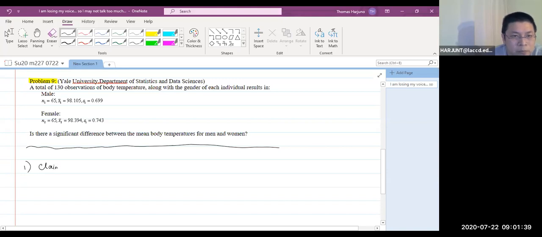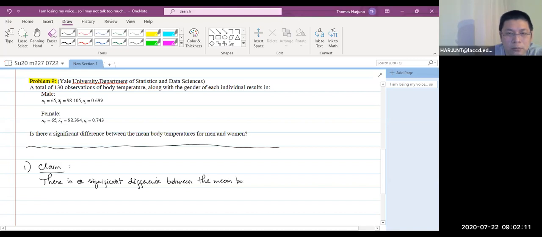Claim: there is a significant difference between the mean body temperature for men and women.